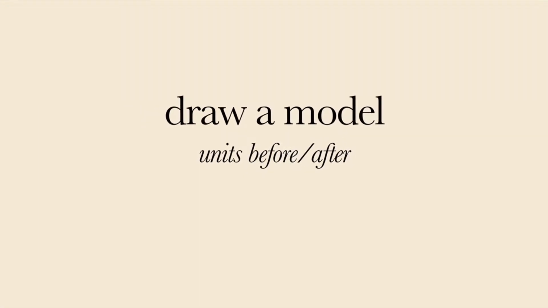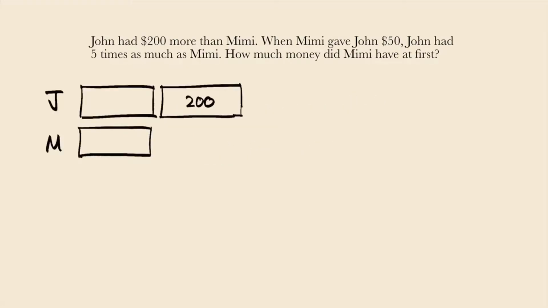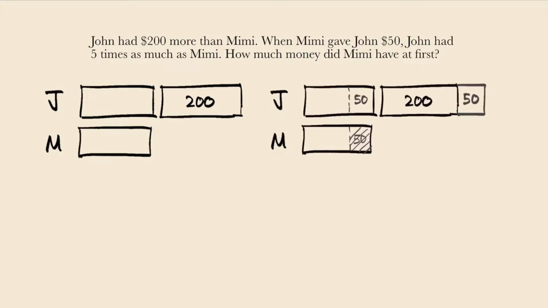In this video, we're going to draw a model, units before and after. John had 200 more than Mimi, so that is a reflection of 200 more than Mimi. Now, we're going to show Mimi giving John 50. So shade 50 to show that it's going away. But when we do this, we can reflect 50 up there. Now, 50 is given to John.